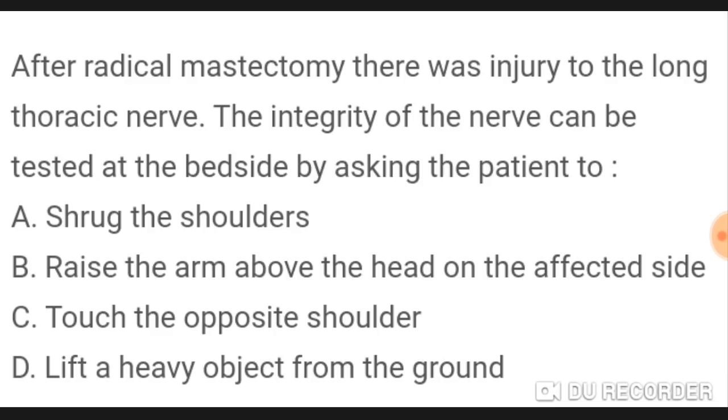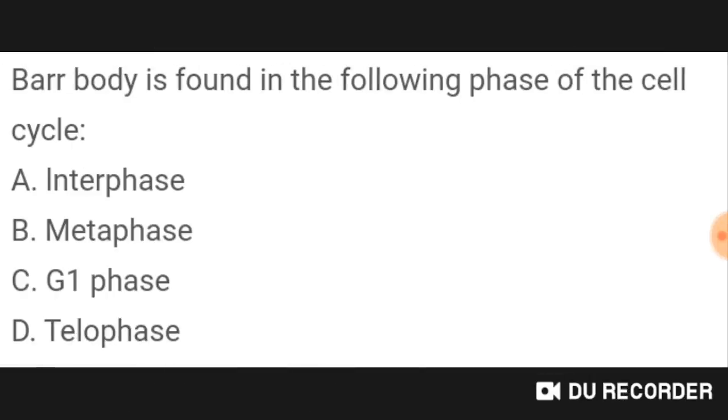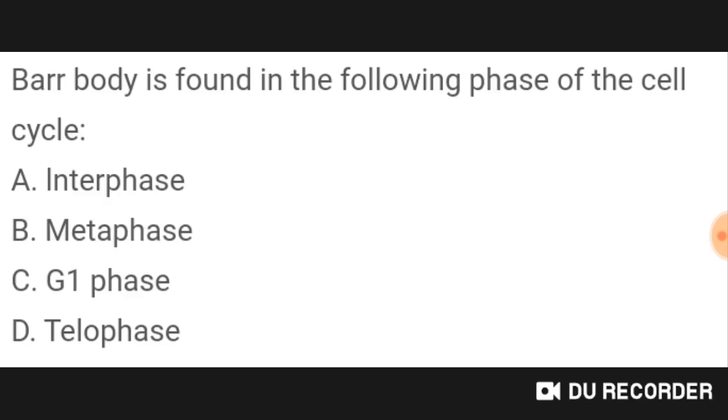After radical mastectomy, there was injury to the long thoracic nerve. The integrity of the nerve can be tested at the bedside by asking the patient to raise the arm above the head on the affected side. Barr bodies are found in which phase of cell cycle? So we are going to discuss now physiology MCQs. This is part A of NEET PG practice paper, and we already finished with anatomy. So this is interphase.